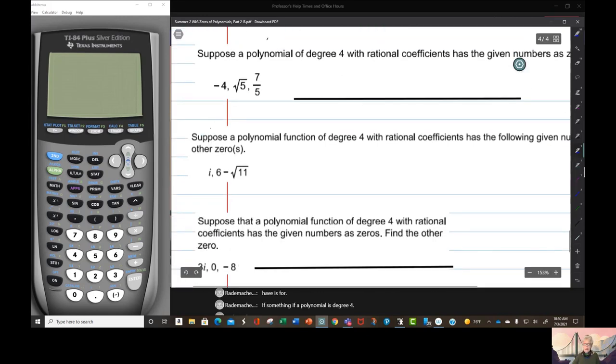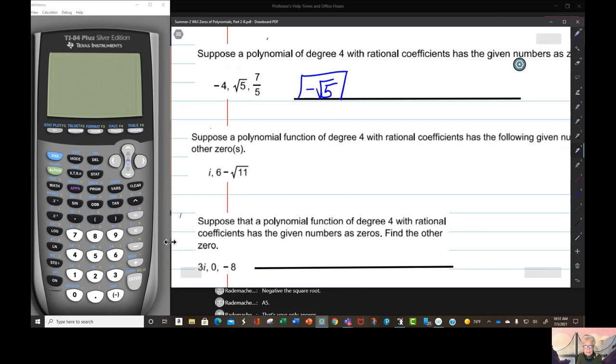Now, we've got another one coming up. Suppose a polynomial of degree 4 with rational coefficients has the given zeros. Find the other zeros. Negative 4 is real and rational. It doesn't have a conjugate. 7/5 is real and rational. It doesn't have a conjugate. But the square root of 5 is irrational. It has a conjugate, negative the square root of 5. That's your only answer this time. So remember, real rational numbers do not have conjugates, so you don't have to add the conjugates.